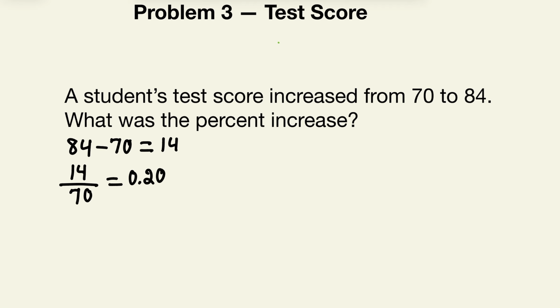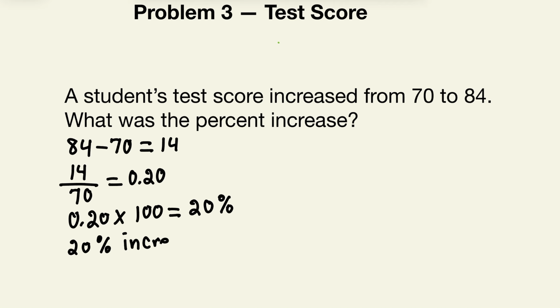So now, what do you do with this decimal number? You have to convert it into a percent. How do you do that? You take 0.20 and you're simply multiplying by 100. Essentially, all you're doing is moving that decimal point 2 places to the right, and that becomes 20%. So to answer the question, what was the percent increase? There was a 20% increase. And that is the final answer.